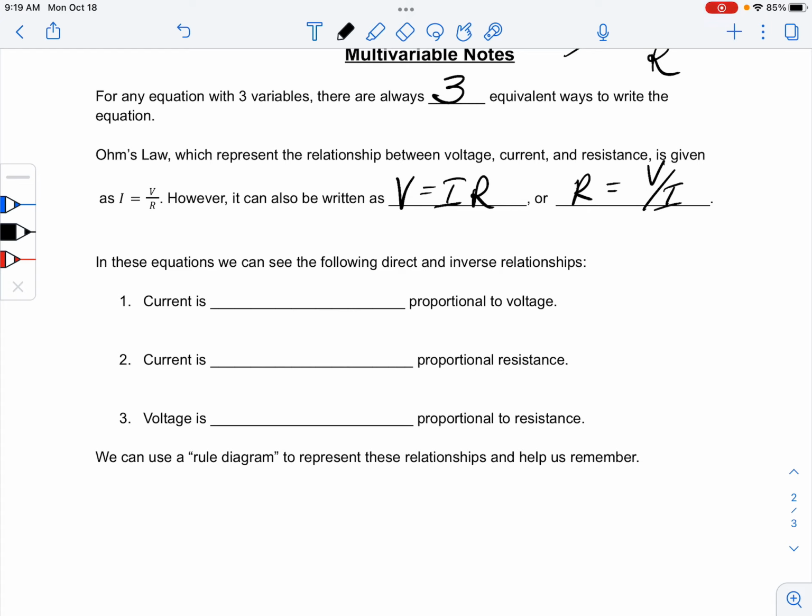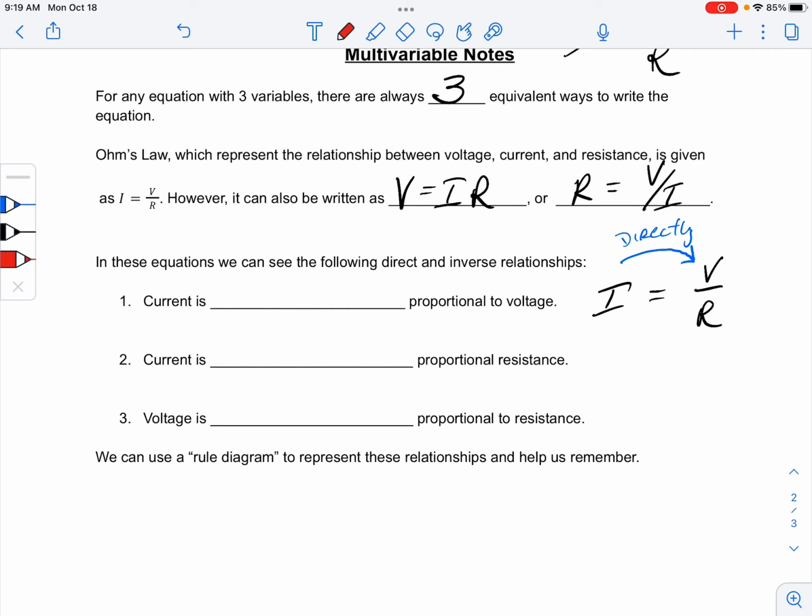So there's a couple of different ways we can think about why that might be, or how to know which is which. One way we can do that is to go back to our equations. So I equals V over R. And if we think back to what it means to be direct and inversely related, if we're just thinking about current and voltage, both of these variables are on the top of the equation, so current and voltage are always going to be directly related. So anytime you have variables on opposite sides of the equation and they're both on top, they are directly related. If one goes up, the other will also go up.